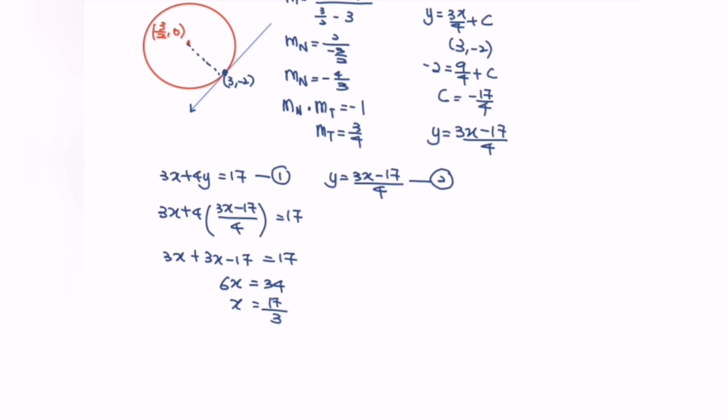So kindly substitute the value of x into the second equation. We will have y equal to 3 multiplied by 17 over 3 minus 17 over 4. So y will be equal to 0. As a conclusion, the point of intersection between the two lines will be (17 over 3, 0).